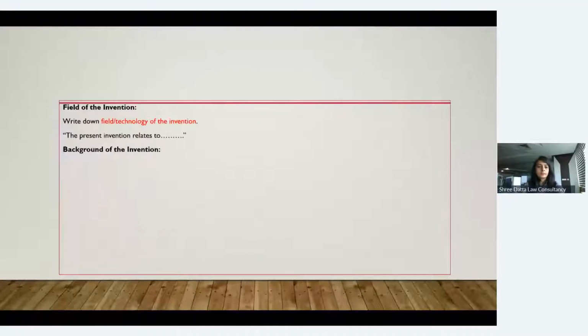Then the background of the invention. In the background, write the details about the most relevant prior art and the problem which is solved by your invention. In the patent examination, they generally do not provide which prior arts they have cited or which are relevant. So in that case, you can write about the problem statement, because the problem statement is given. You write that problem statement there, and how your invention solves that problem. One or two paragraphs are enough for that. For the field of invention, one paragraph is enough.